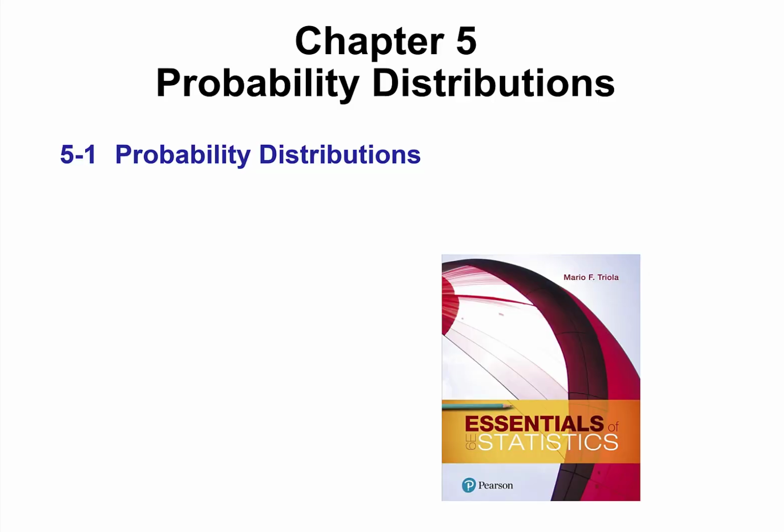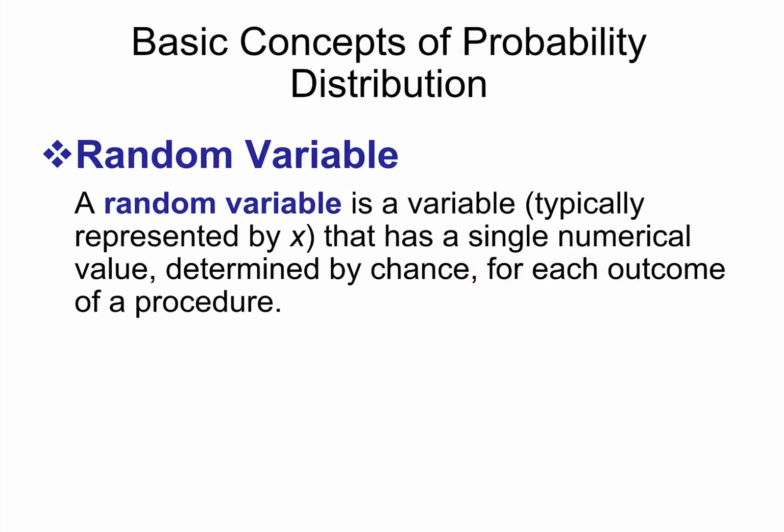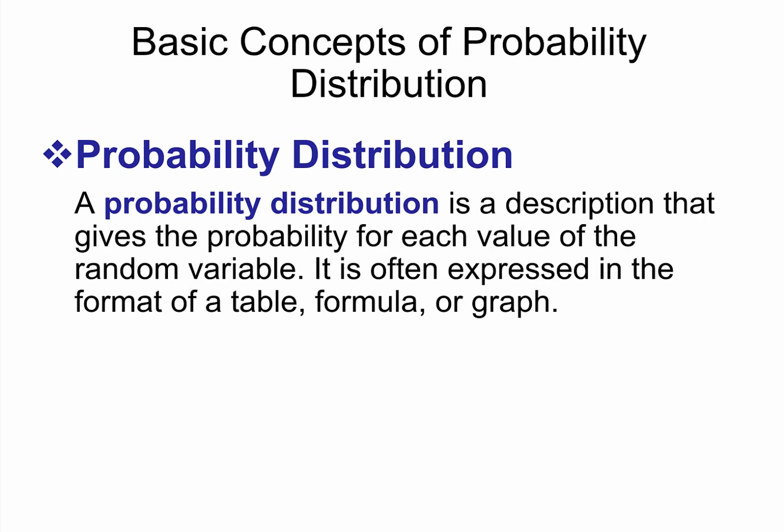Probability distributions. A random variable is a variable typically represented by x that has a single numerical value determined by chance for each outcome of a procedure. A probability distribution is a description that gives the probability for each value of the random variable. It is often expressed in the format of a table, formula, or graph.